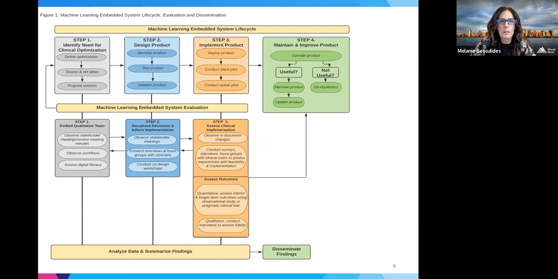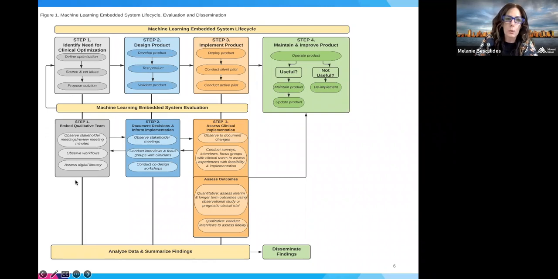Then I created this little diagram to think through how we can think of evaluation in terms of the machine learning process. If you look at the machine learning embedded system lifecycle on the top, we have several different steps, and this could be tweaked. Step 1 is identifying needs for clinical optimization, with several steps within that. Step 2 is designing the product. Step 3 is implementing the product, with several components within that. And then step 4 is maintaining or improving. So was it useful or not useful? If it's not useful, we should de-implement.